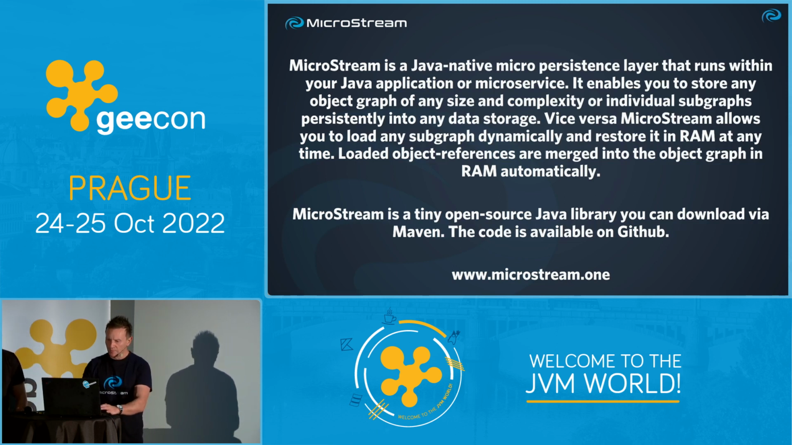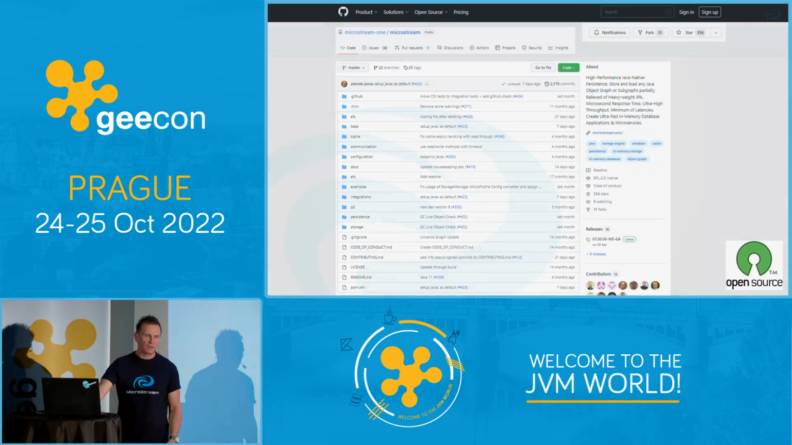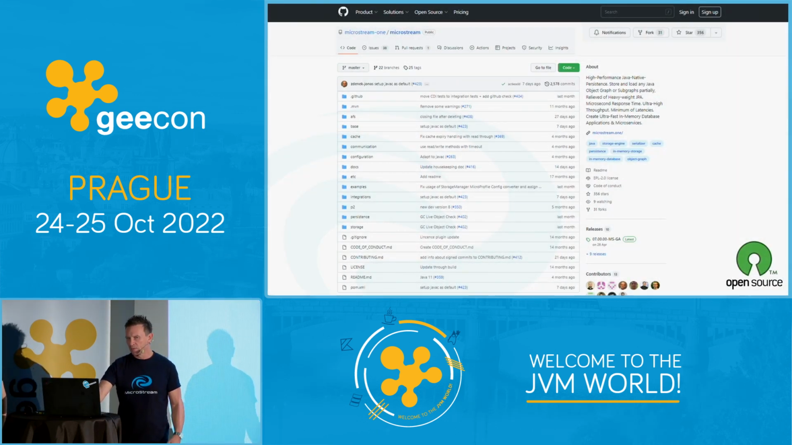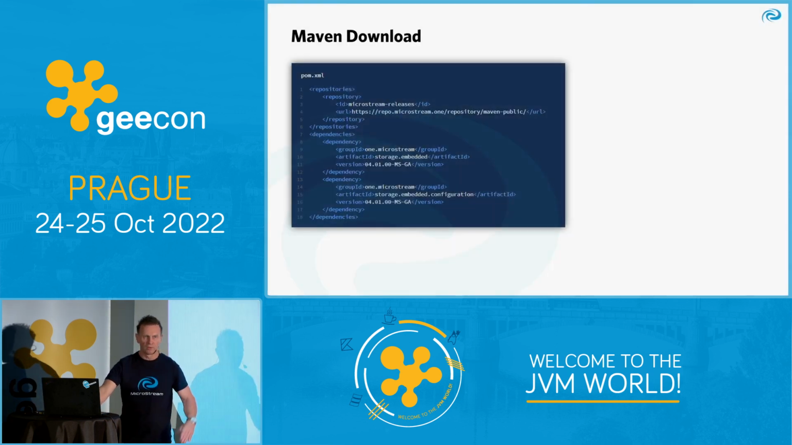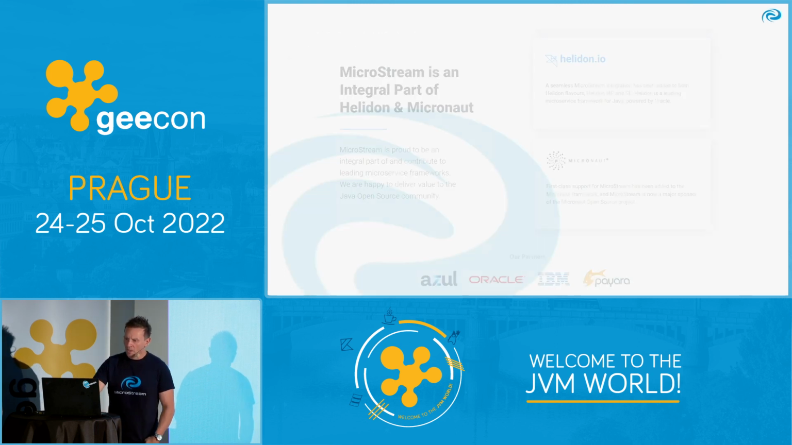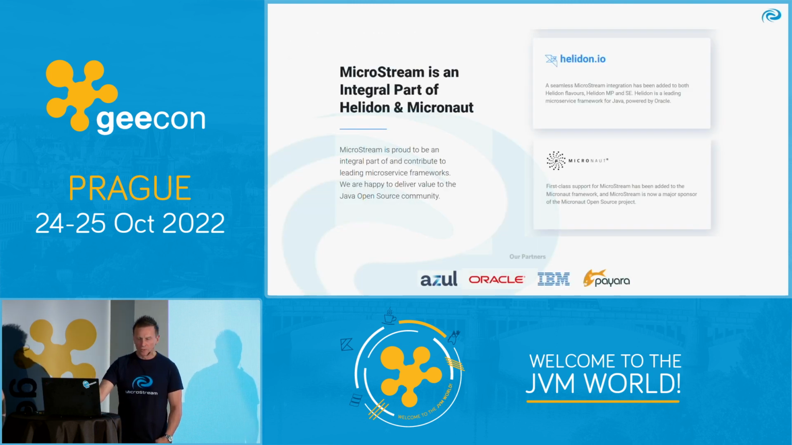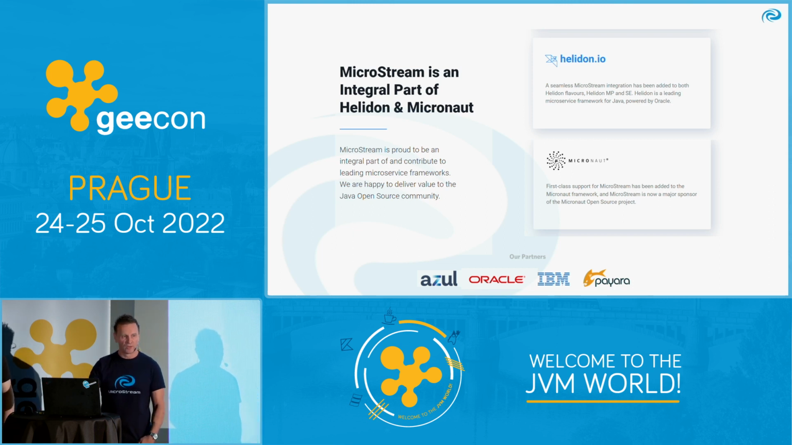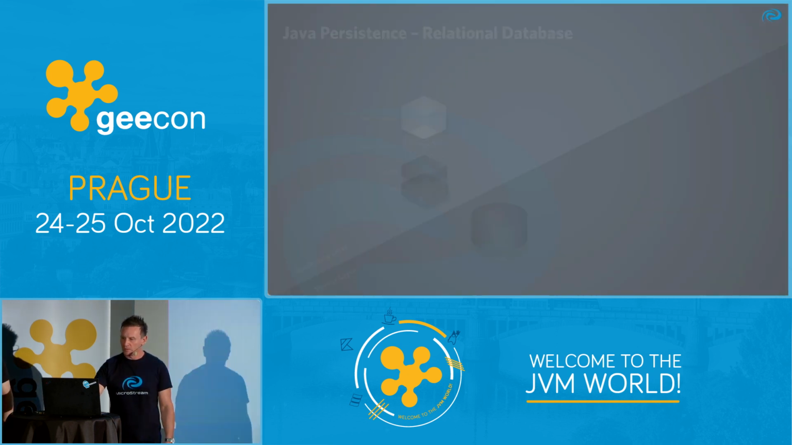The project is open source under the EPL, the Eclipse Public License, so you can use it for commercial purposes. The code is on GitHub. You can download MicroStream via Maven and include it very easily into your app or microservice. We are super proud to be integrated with Helidon, and thanks to the Helidon team. Helidon were the first to integrate MicroStream, and we believe both fit very well together, so it's a great combination to build ultra-fast microservices.